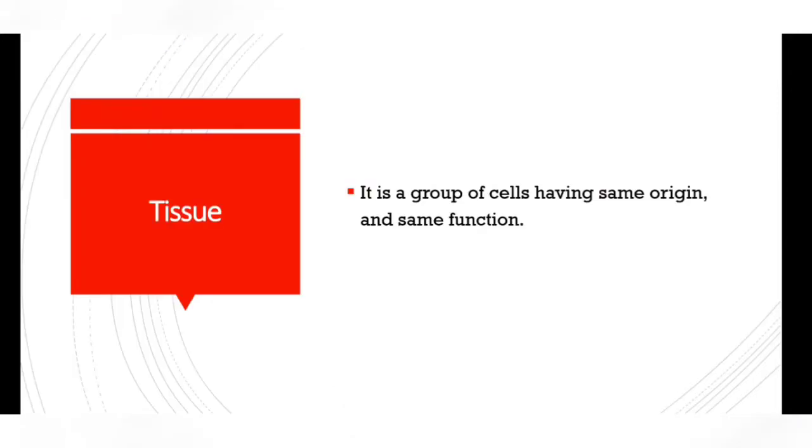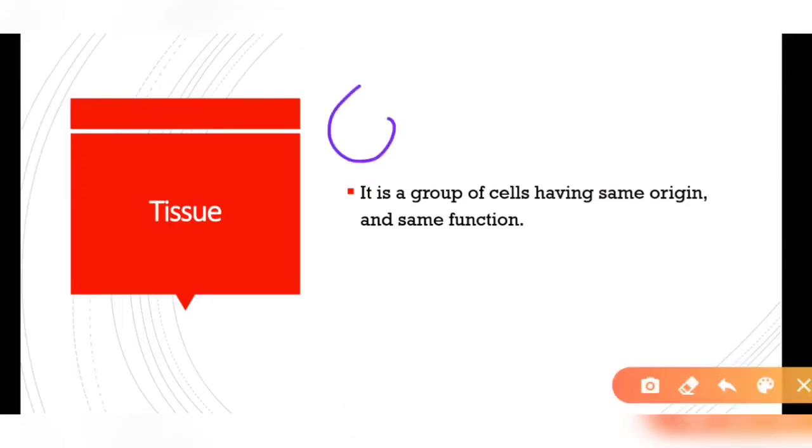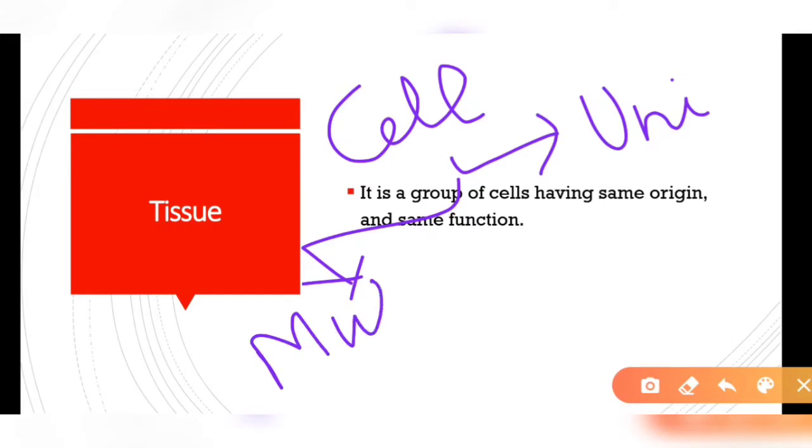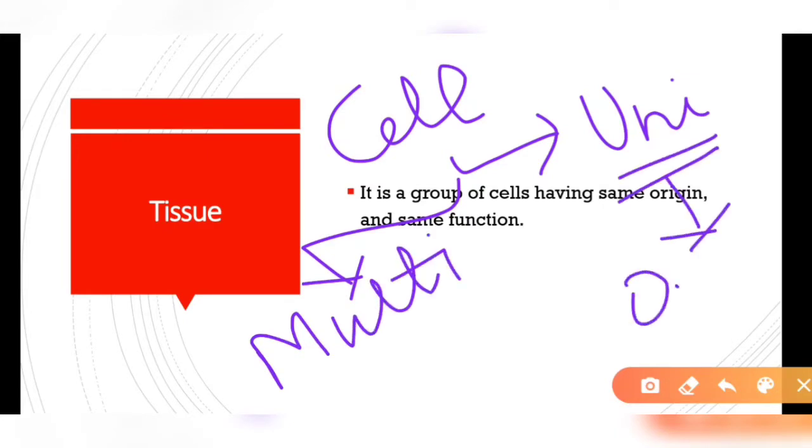In our previous chapter we have learnt about the cell. Every living organism is made up of cells, and depending upon the number of cells, living organisms are divided into two categories, unicellular and multicellular. As we know, a unicellular organism has only one cell that is performing each and every function of that living organism.